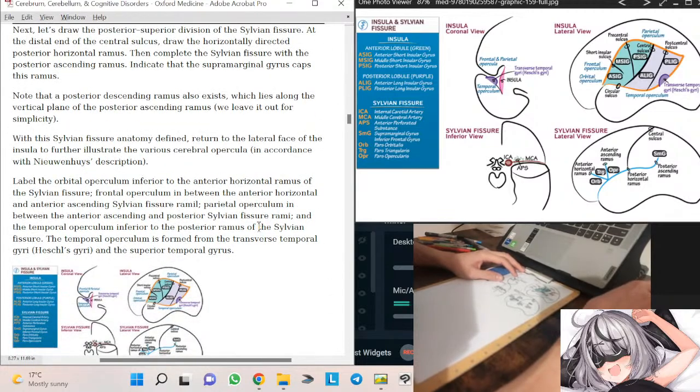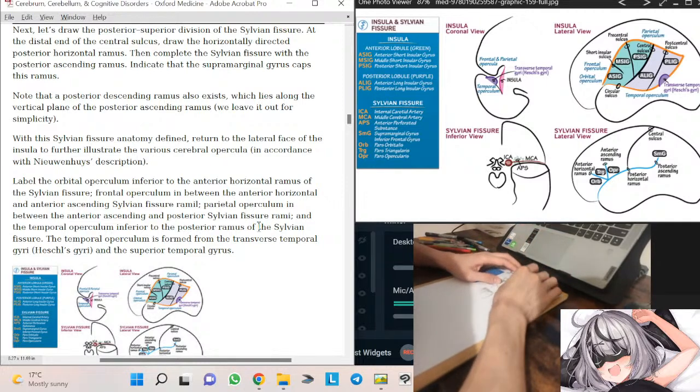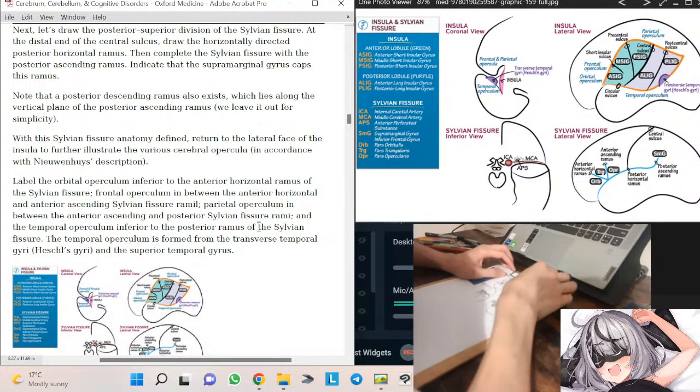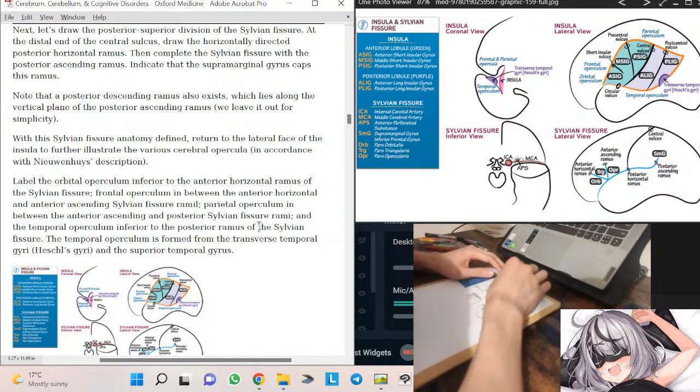Next, let's draw the posterior superior division of the Sylvian fissure. At the distal end of the central sulcus, draw the horizontally directed posterior horizontal ramus. Then complete the Sylvian fissure with the posterior ascending ramus. Indicate that the supramarginal gyrus caps this ramus. Note that the posterior descending ramus also exists, which lies along the vertical plane of the posterior ascending ramus. We leave it out for simplicity.